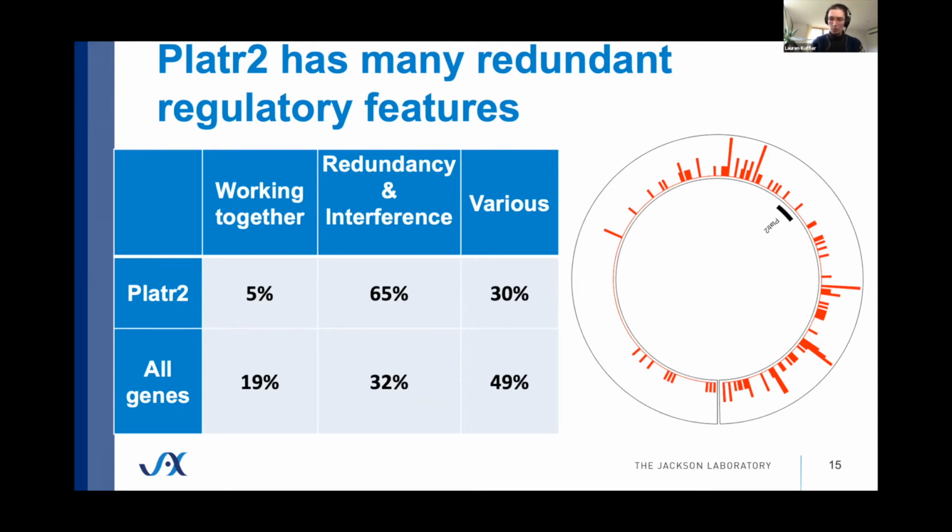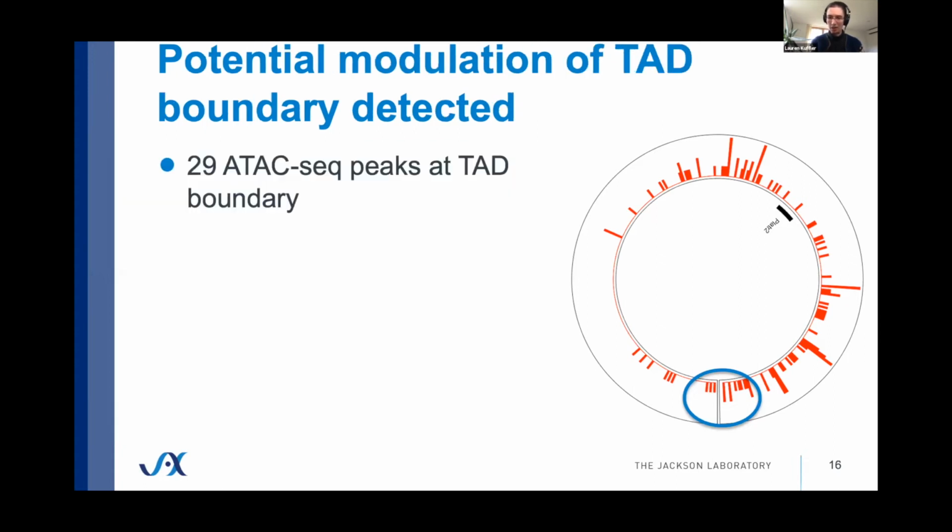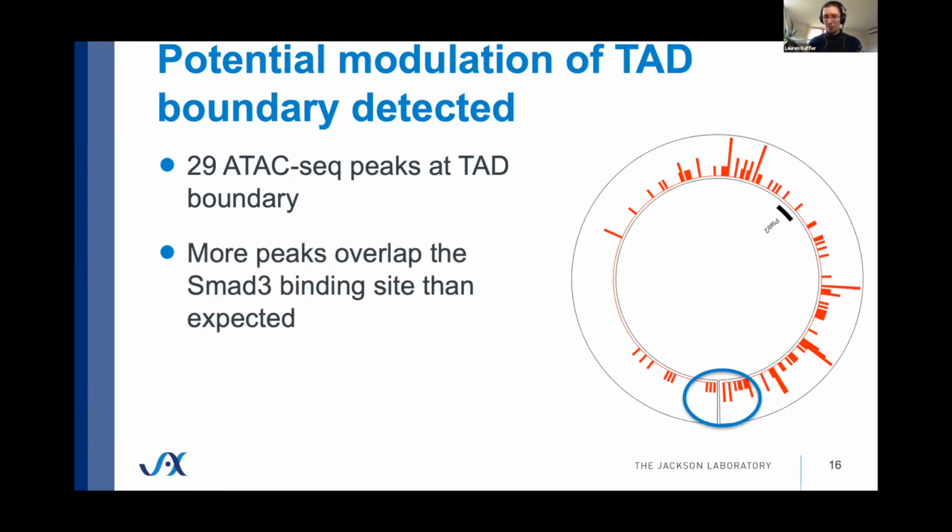Now, there's one more thing about the platter 2 TAD that I want to point out, and it's the interacting regulatory features in this area here, where the TAD boundary lies. There are 29 interacting ATAC-seq peaks in that region. And when we look at what sequences are actually contained within these interacting ATAC-seq peaks, we find that one of the motifs that's overrepresented is the SMAD3 binding site, which is a component of the CTCF binding complex and is a regulator of TAD formation.